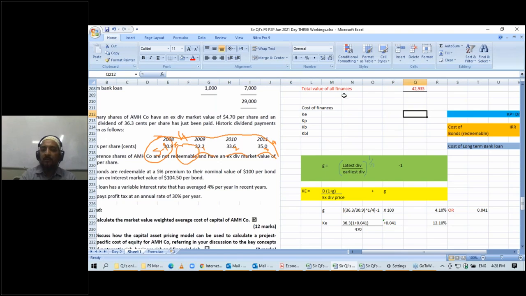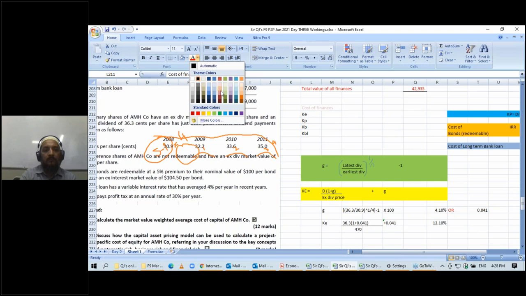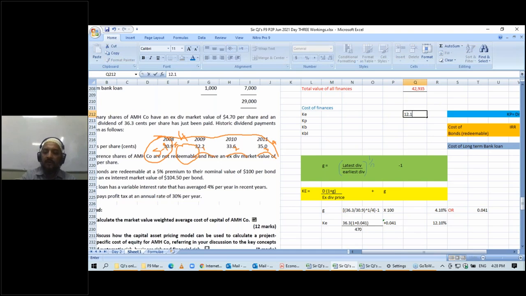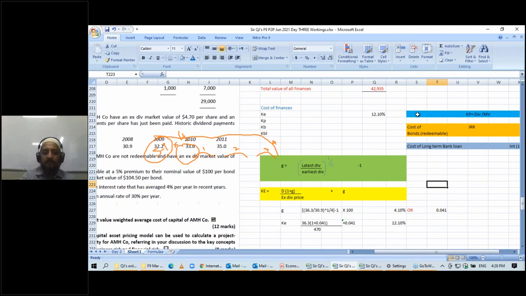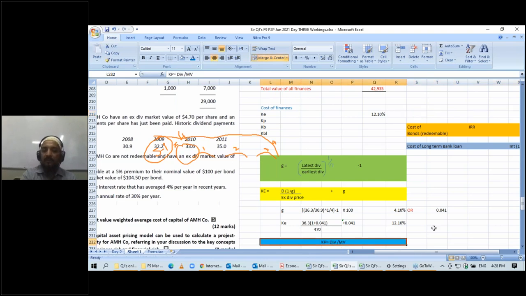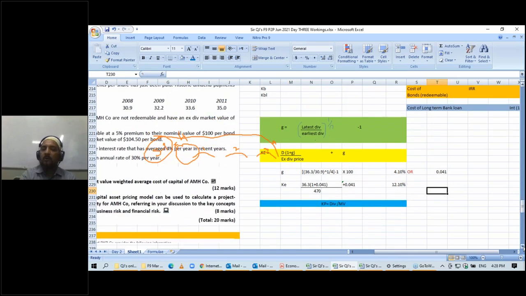So I have found the first cost of finance, cost of equity, which is 12.1%. So one by one we are finding out the cost of financing. Now the next one is cost of preference shares. Students, please keep solving with me so that you also keep practicing with me. So for cost of preference shares, remember that preference shares are irredeemable, right? And there are no taxes on it.